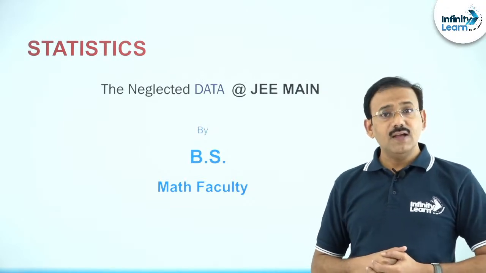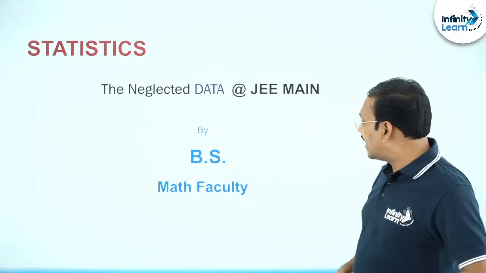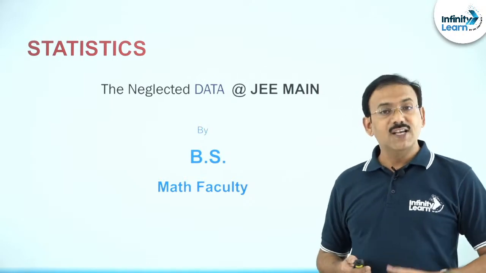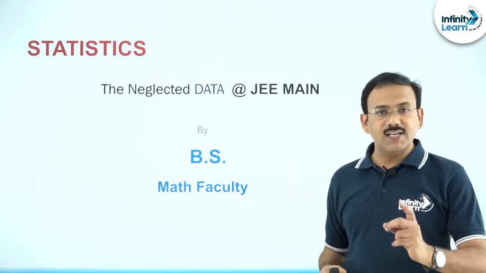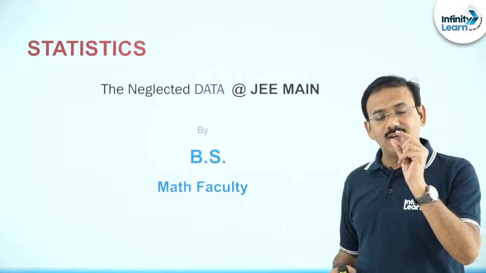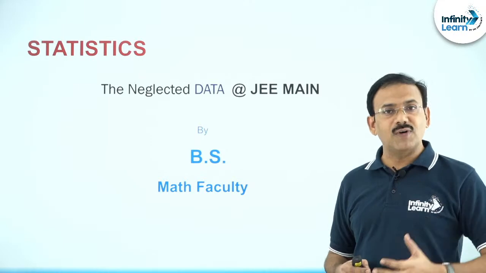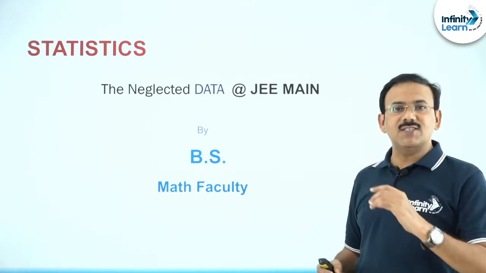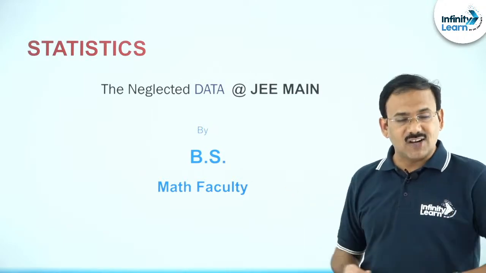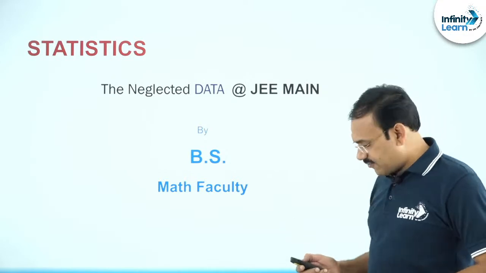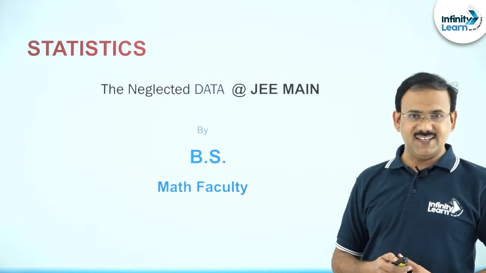Fine. Now in this topic I have given the title, the neglected data, because if you learn the entire permutations and combinations, a very big topic, hardly you will get one question. A small topic like statistics, you are also going to get the same one question of 4 marks, and it is neglected by many students. This is why I have given the subtitle, the neglected data, because statistics talks about data. So dear friends, by the way, this is the BS Math faculty for IIT JEE at Infinity Learn.